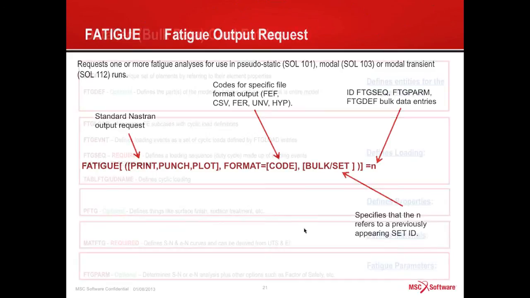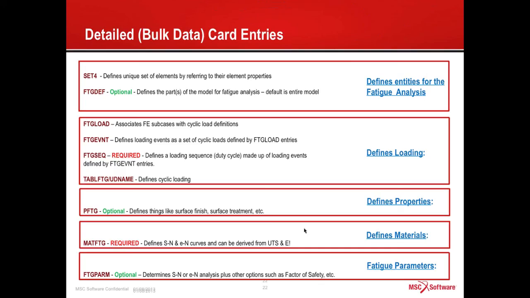The next thing we have to do is specify a number of bulk data card entries. And as I said earlier, this can be as little as 1 card or 2 card entries. Most of the data that has to be defined is optional. In other words, if you don't put it, default values will be used. Essentially, the card entries fall into 5 categories.